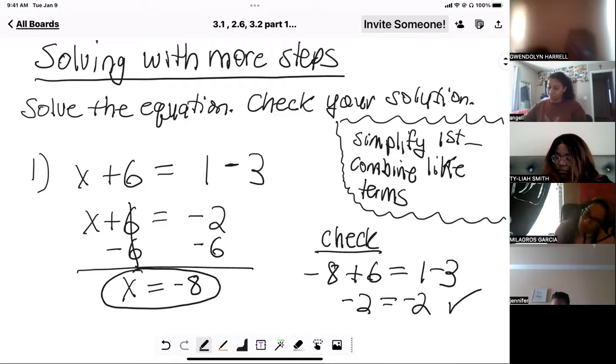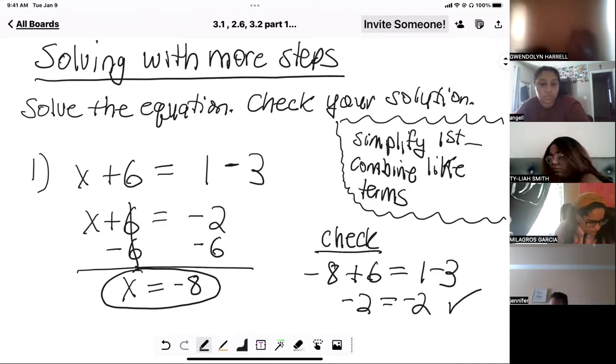See how right now it's just one more extra step. We have to combine like terms, and then we do exactly what we just did. Which is why you learn how to combine like terms before you start solving.